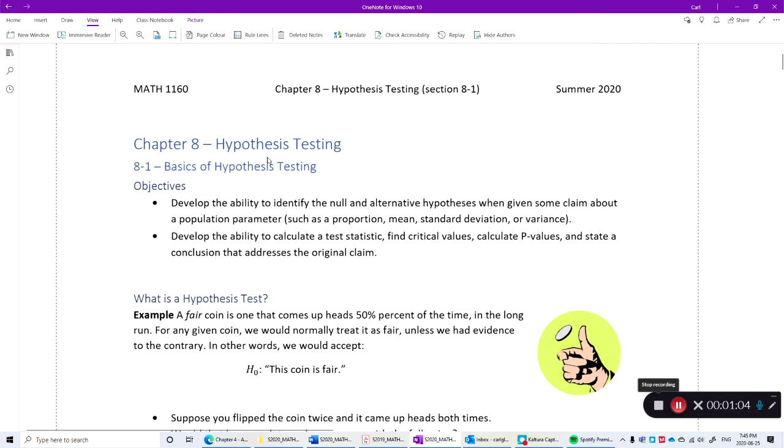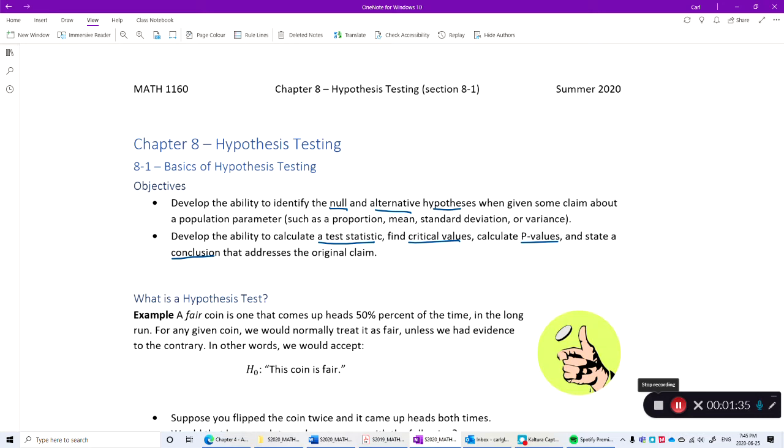By the end, you're going to know all these terms: null and alternative hypotheses, test statistic, critical values, p-values, and you'll see how we state a conclusion properly at the end of a hypothesis test. In basic words, a hypothesis test is, we have something that we think might be true, and then we get some sample data and we test, is that thing true?